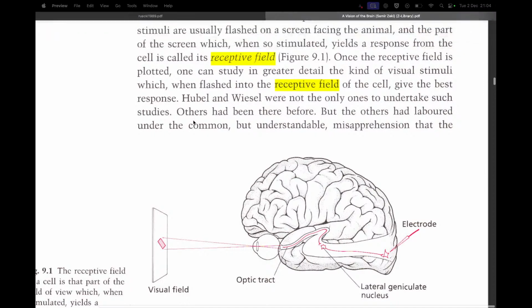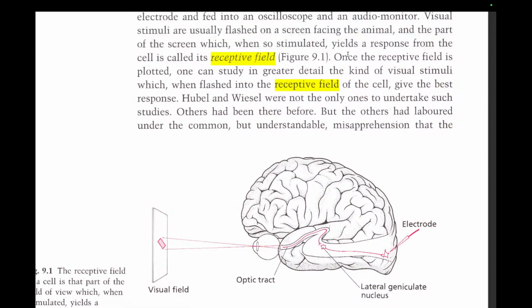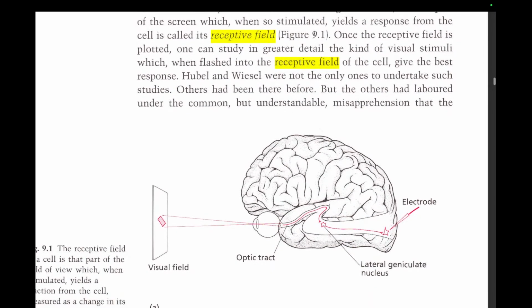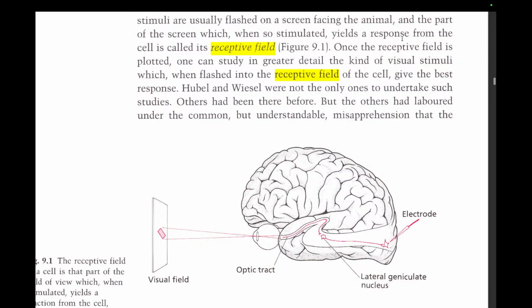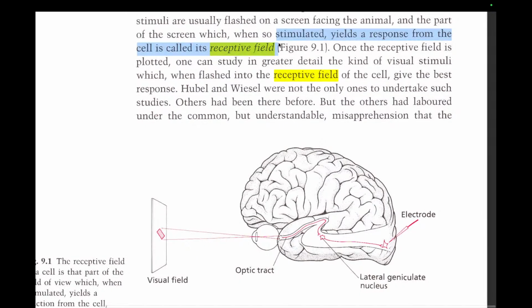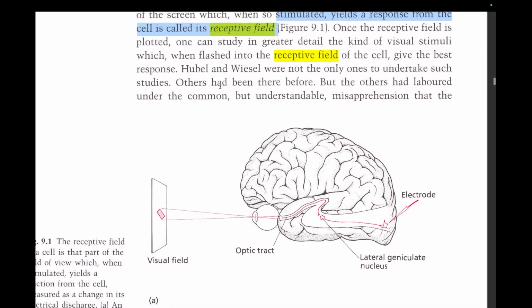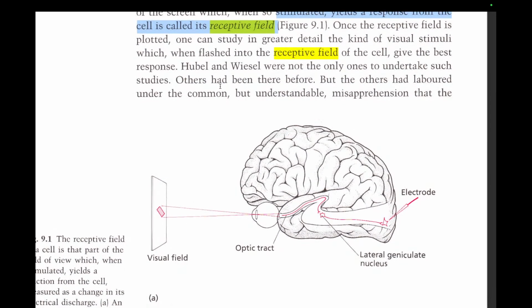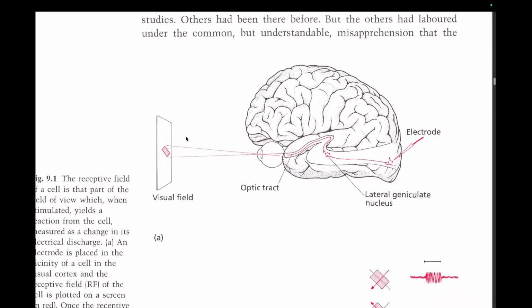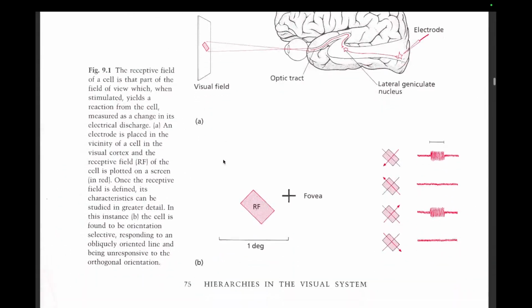Now, visual stimuli are usually flashed on a screen facing the animal. The part of the screen which, when so stimulated, yields a response from the cell is called the receptive field. So when something is stimulated and a response comes from the cell, that's called a receptive field. So that field is being receptive. Here's an example.